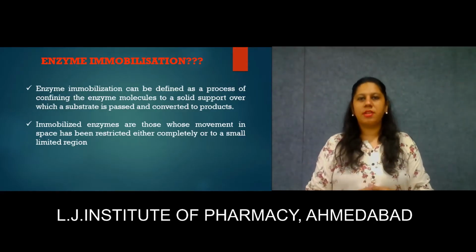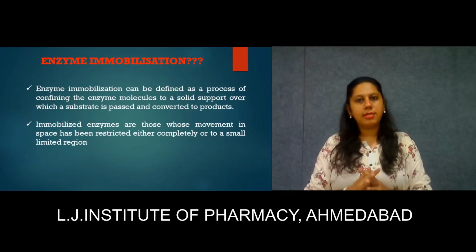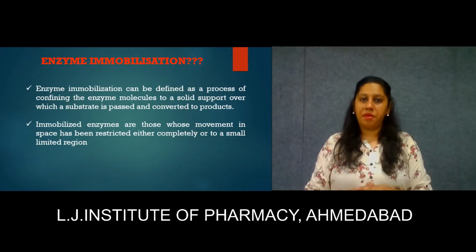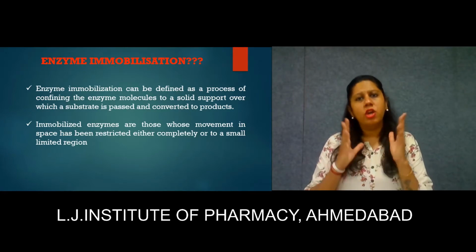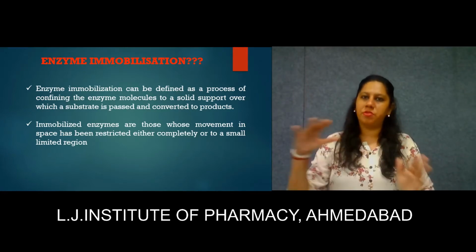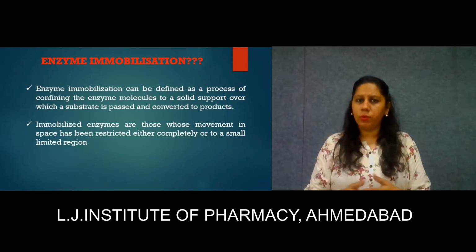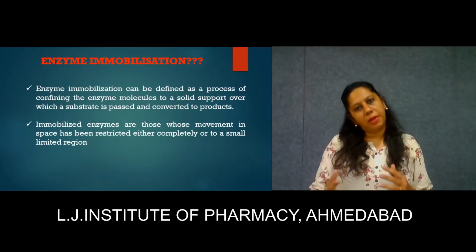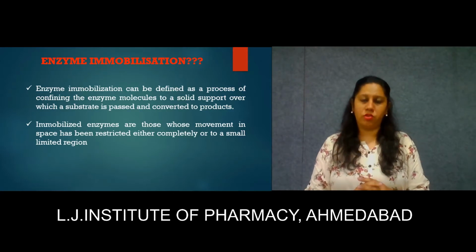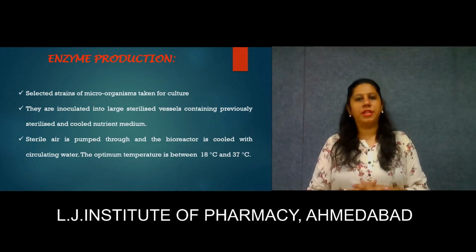In this presentation, we are going to see about enzyme immobilization. So what is enzyme immobilization? It can be defined as a process in which the enzyme molecules are confined to a solid support over which a substrate is passed and you convert the substrate to the product. Or in other words, you can say immobilized enzymes are those whose movement in the space has been restricted either completely or to a small limited region. Okay. So this is a small process of enzyme production.